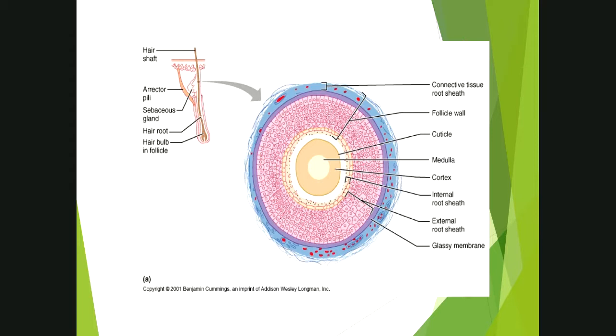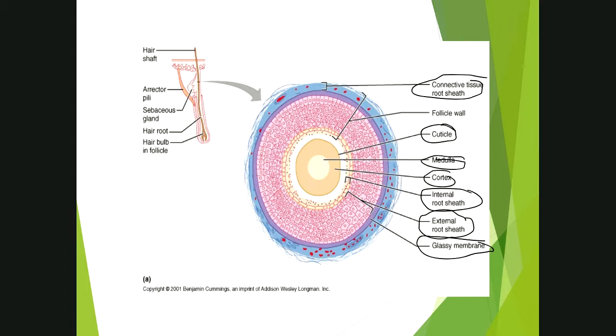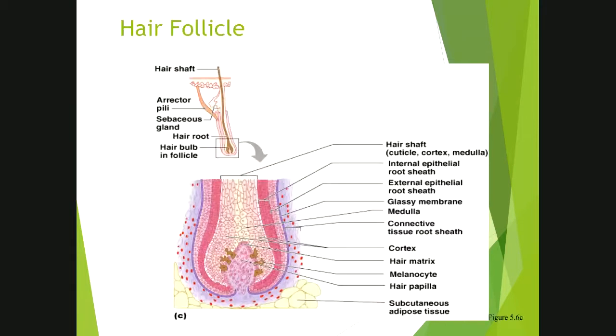Okay, so here are layers. So again, there's connective tissue sheath, and then we have the glassy membrane, external epithelial root sheath, internal epithelial root sheath, and then cuticle, cortex, and medulla. So again, for lecture and also for lab, you should be able to label those layers. And you can see them all over here.